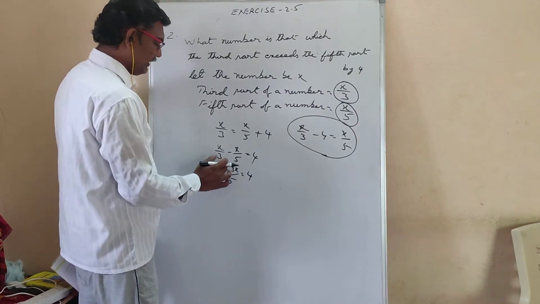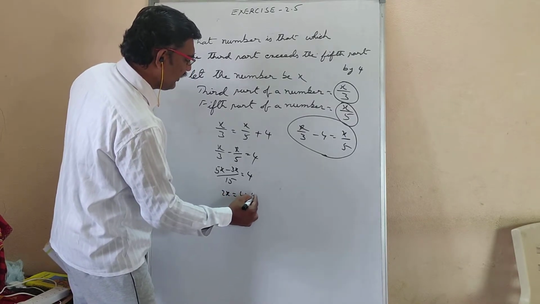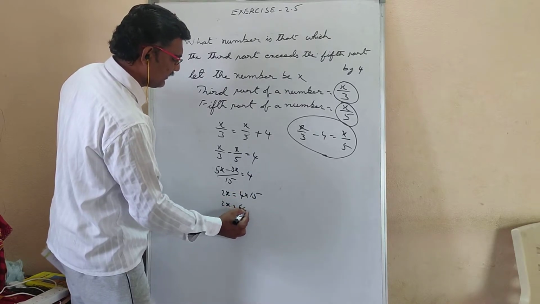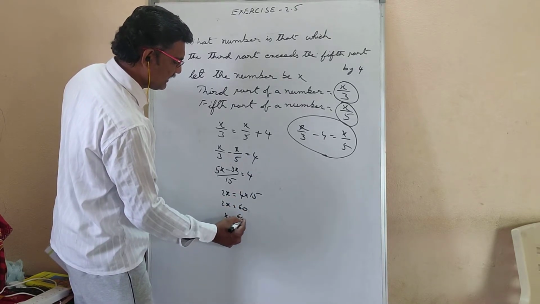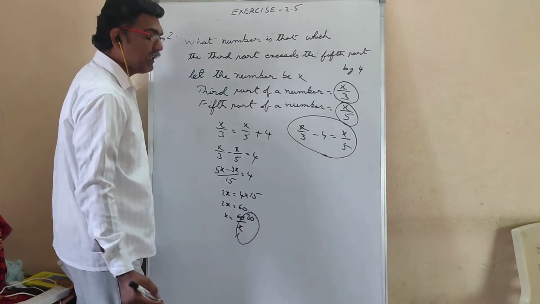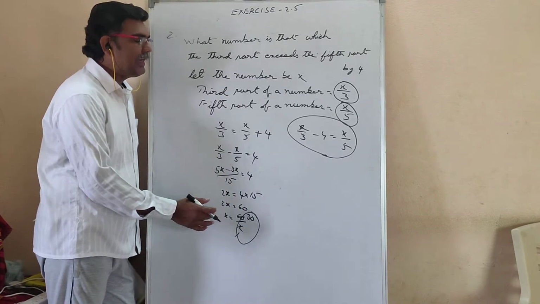From 5x subtract 3x. 2x is equal to 4 into 15. 2x is equal to 15 times 4, which is 60. x is equal to 60 divided by 2. Means the number here is 30. The number here is 30. Is it right or wrong?